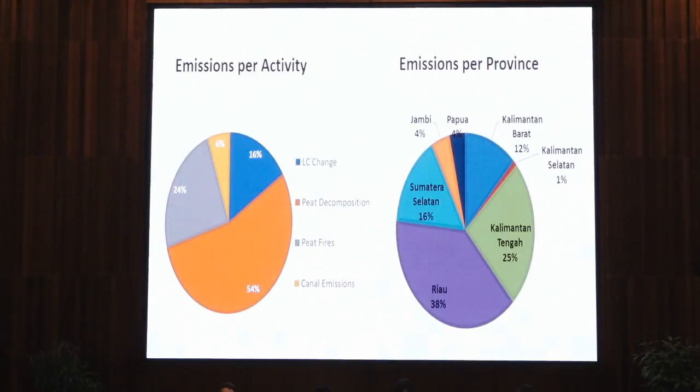And this is the emission by activity, and most of the emissions come from peat decomposition, so almost more than 50%. And peat fires average about 24%. So yeah, canal is only 6%, and land cover change is only 16%. So this number is related to land cover change. Certainly it will be different from the forest reference emission level, because they only estimate or calculate based on deforestation and forest degradation. That's why theirs are really high. But in this case, we include already the carbon.